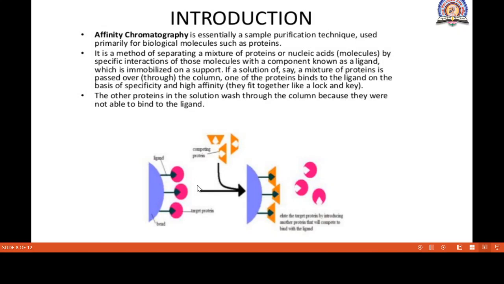So what happens when these competing proteins are entered? Well, they bind to this bed and the target proteins are eluted. So they elute the target molecule by introducing another protein that will compete to bind the ligand. So what happened here? This is a target protein and these target proteins are replaced by the competing protein, and the targeted proteins get separated. Okay, in this way the purification of a biological molecule such as protein takes place.